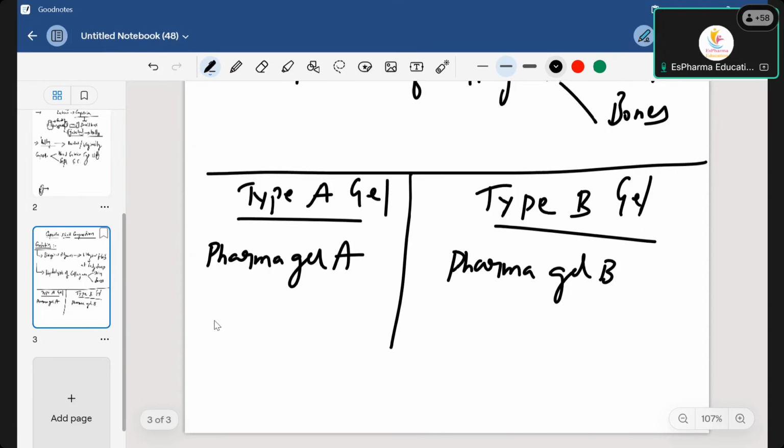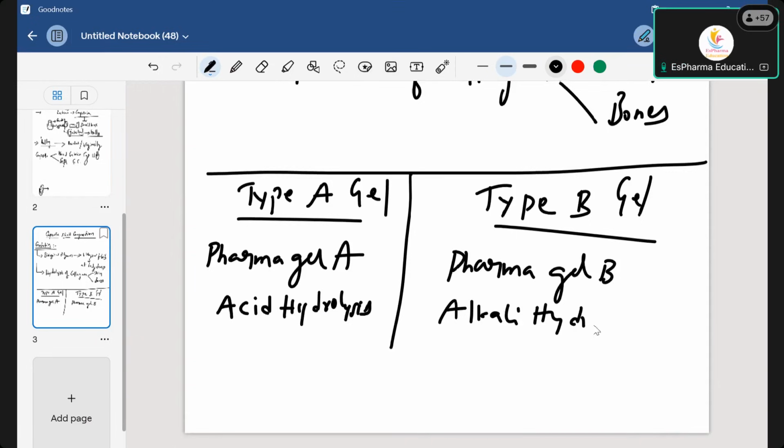Type A gelatin is derived from acid hydrolysis. Type B gelatin is derived from alkali hydrolysis. So it means type A gelatin is derived from acid treatment. Acid treated precursor exhibits an isoelectric point; they ask questions about it. Isoelectric point of type A at pH 9.